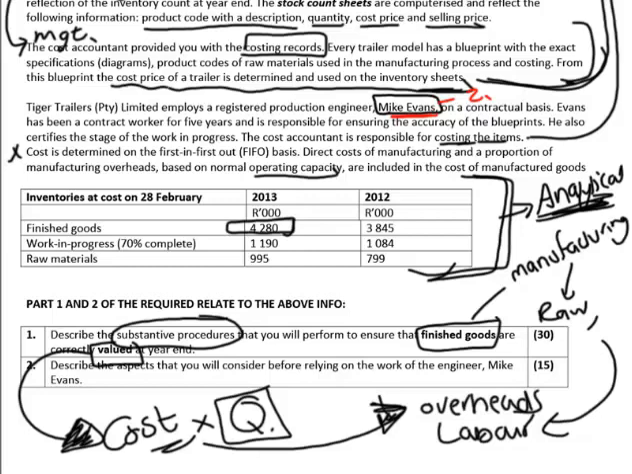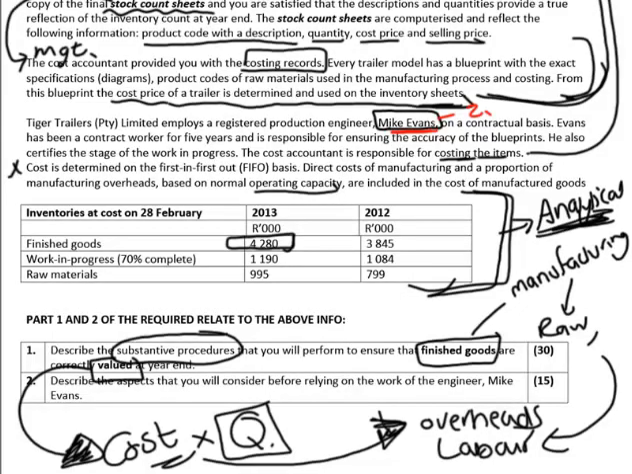Okay, so if we go back to part 1, it says again we need to describe the substantive procedures in order to ensure that finished goods are correctly valued. So now based on all the information that we've read, we can now go and put together our substantive procedures, thinking out of the box, what would you do if you were actually at a client, how would you value this, in addition to the information that they've given you, how you can use that to assist us in putting together our procedures. Okay, so let's go to the solution and see how we can answer this.